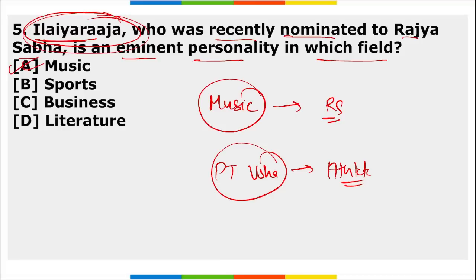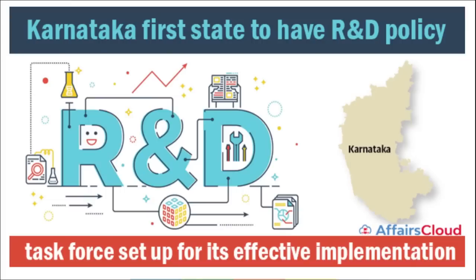Now friends, we'll shift to the news part. Let's see what are the important news of 9th of July. First, Karnataka, first state to have an R&D policy. What is R&D? Research and development. See, for any innovation to come, research and development is the first step. If there is research and development, this will lead to new innovations.